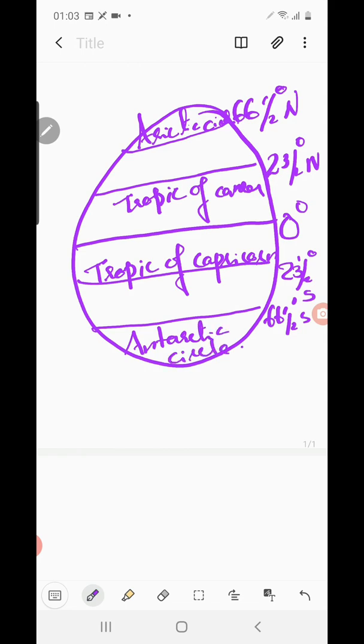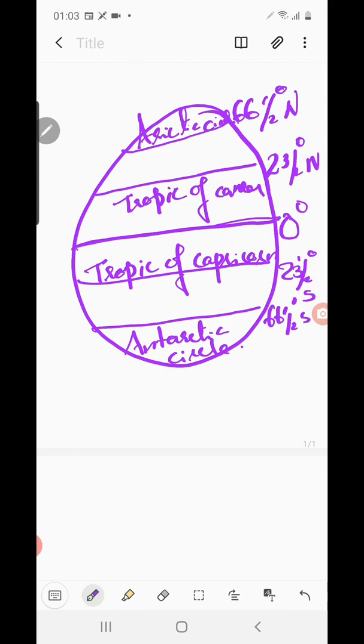Okay, so let's see which are the important latitudes which pass through the earth. This is equator 0 degree. Then in the north, Tropic of Cancer 23.5 degree north. Then in the south, Tropic of Capricorn 23.5 degrees south. Then in the north you see Arctic Circle 66.5 degree north. Then Antarctic Circle 66.5 degrees south.